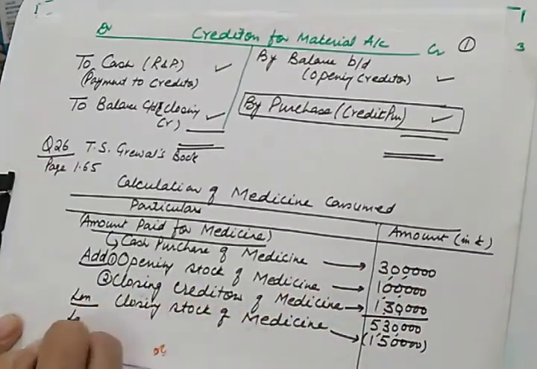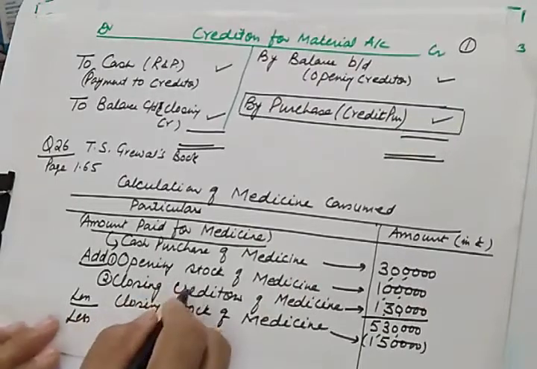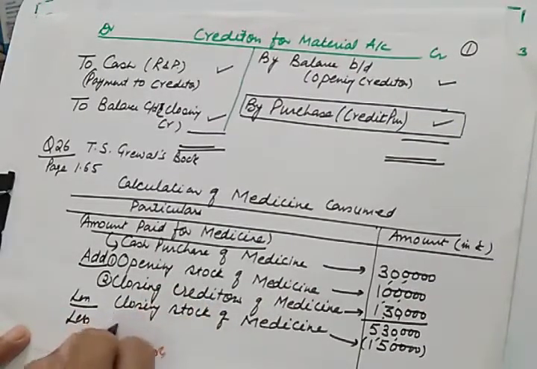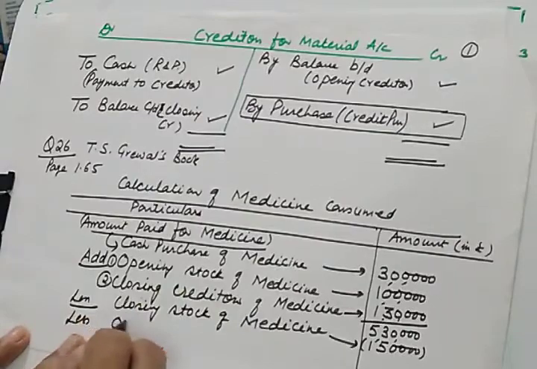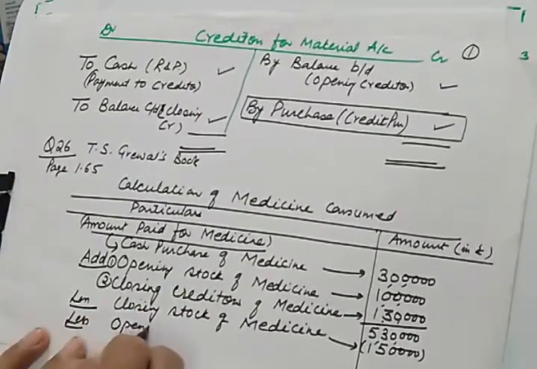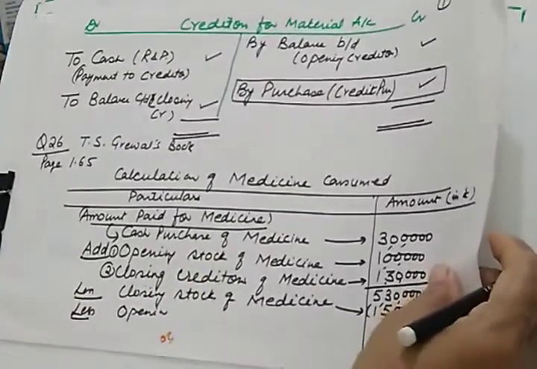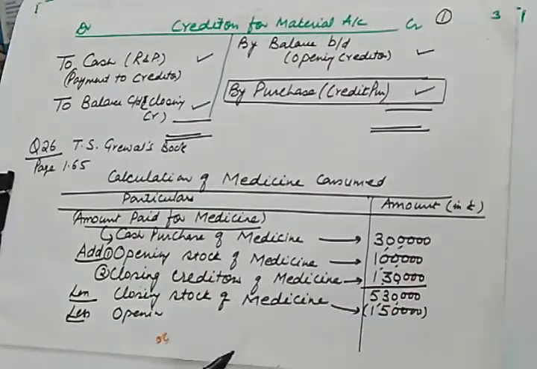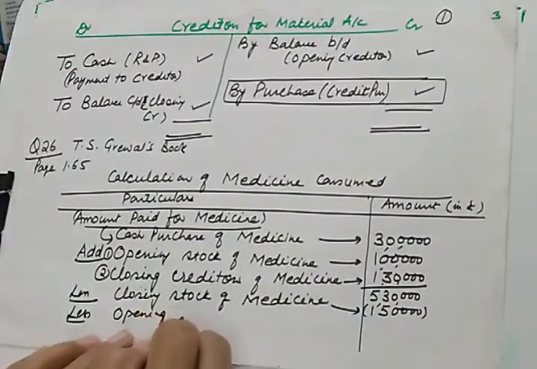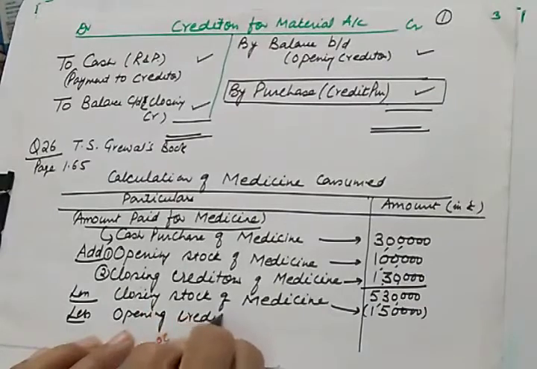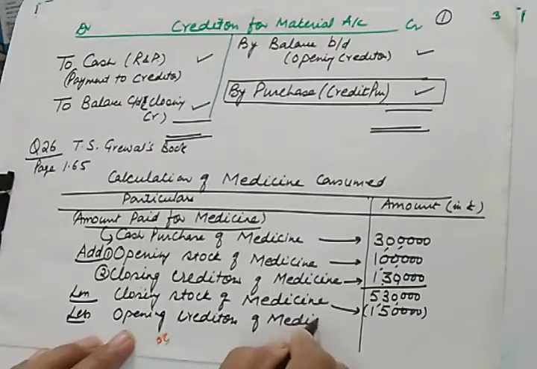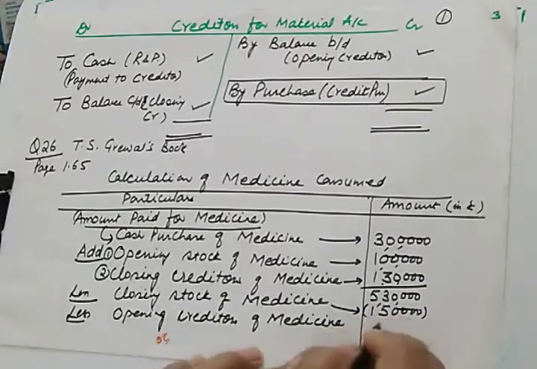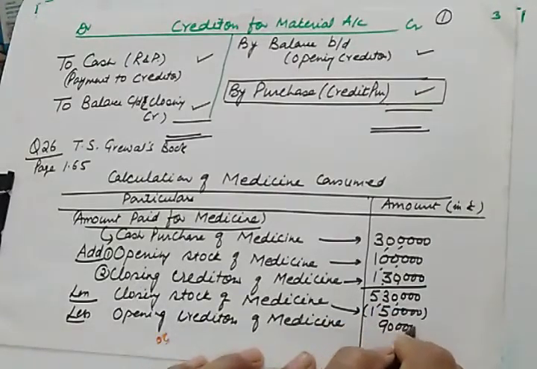And what else is to be deducted? Less: opposite of closing creditors is opening creditors. Less opening creditors of medicines. So opening creditors are given to us as 90,000. 90,000 will be deducted from this.